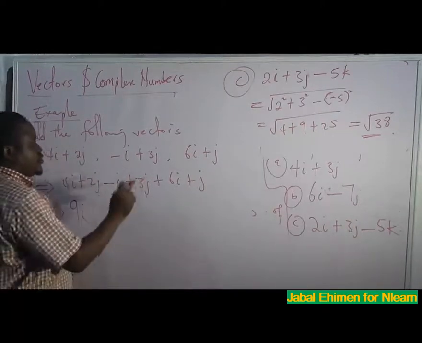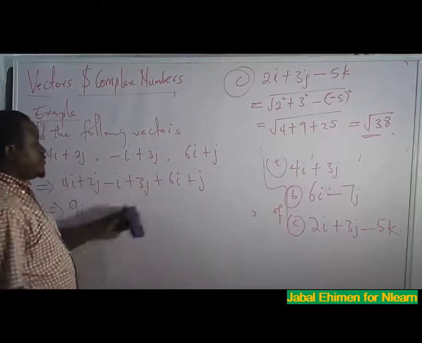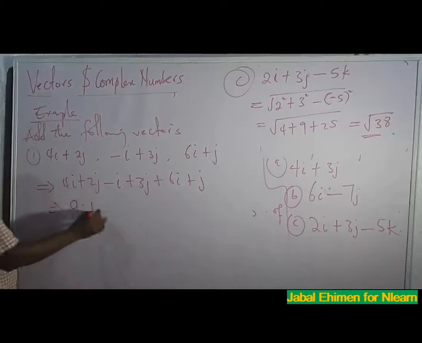2j plus 2j plus 3j, that's 5j. 5j plus 1, that would be 6j. So that would be 6j.